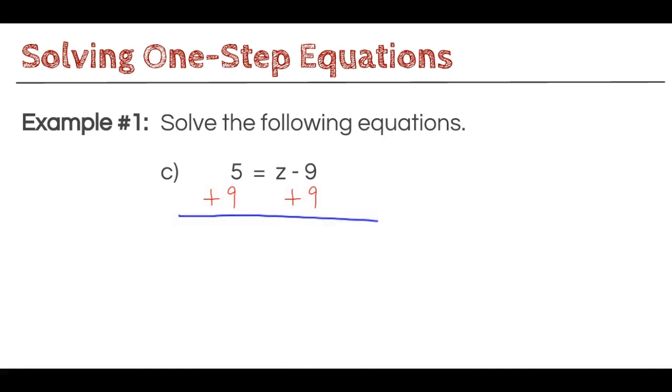Adding everything up, I see that my -9 plus 9 gives me 0. I didn't do anything to z, didn't take away any z's or add in any z's, so the z just drops down. Then I have 9 plus 5, which gives me 14. Simplifying that again, z equals 14.